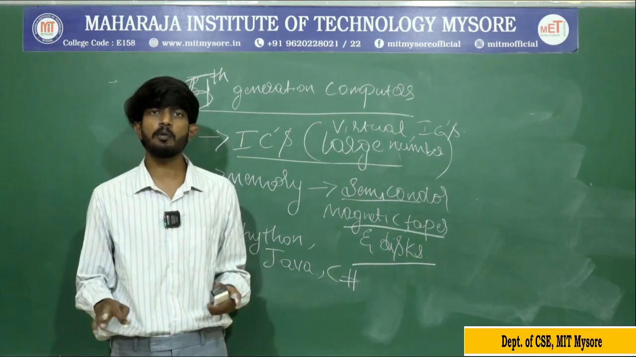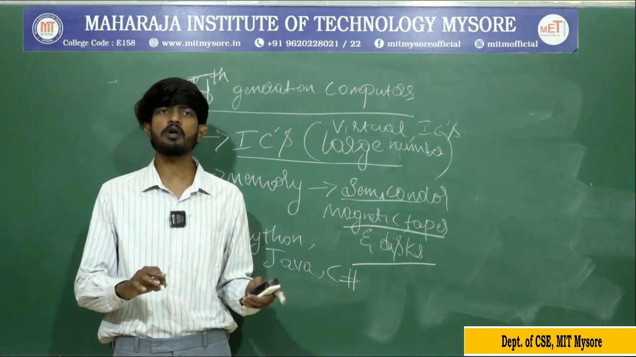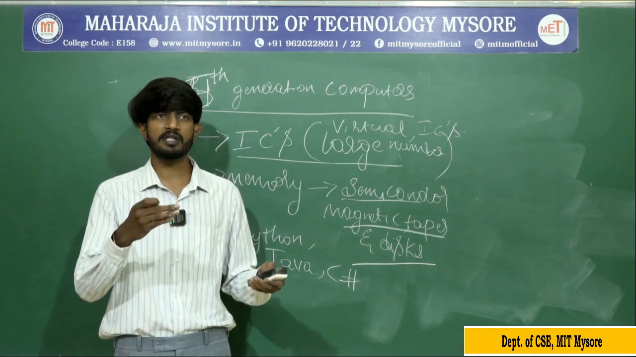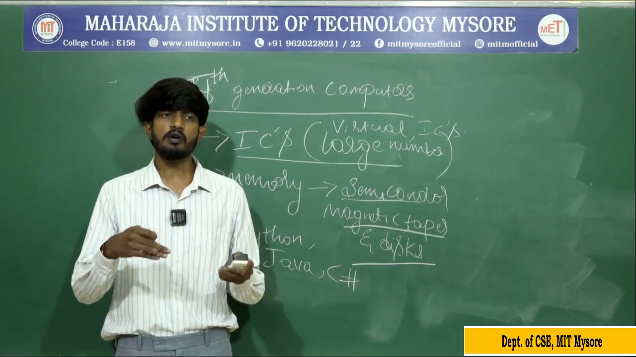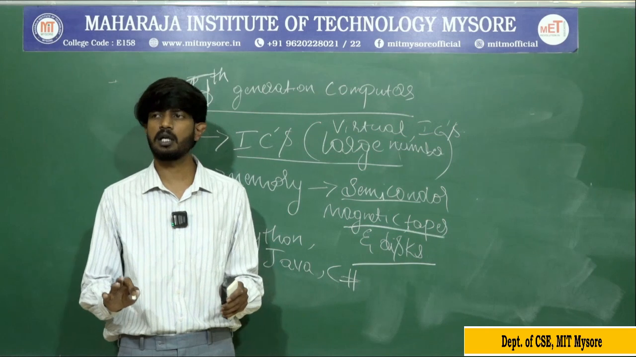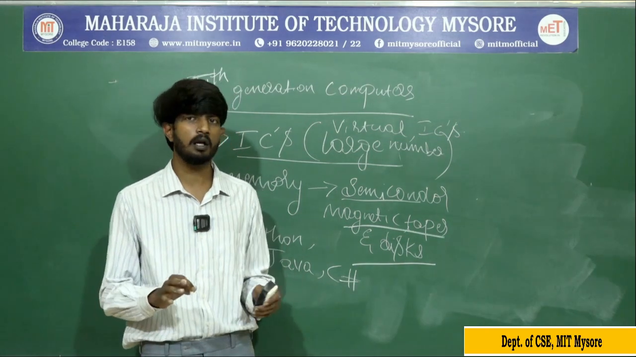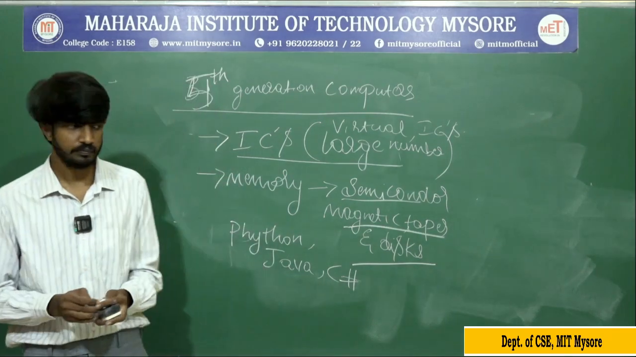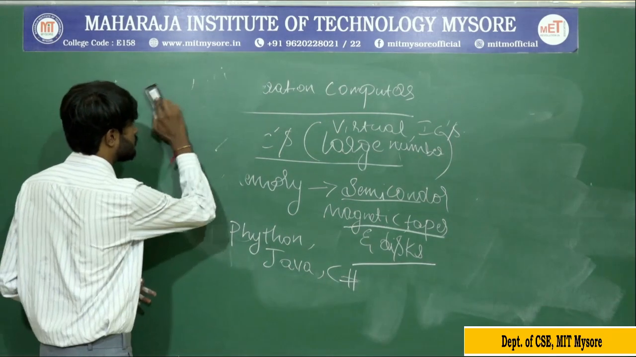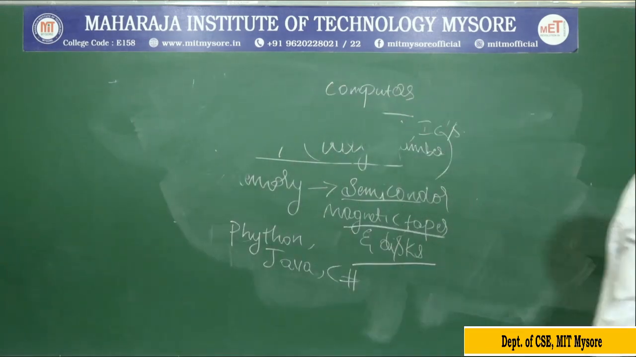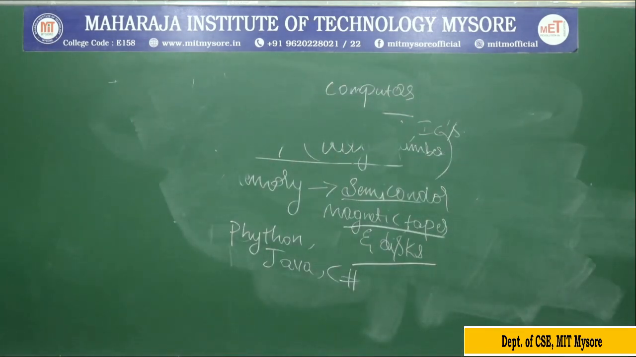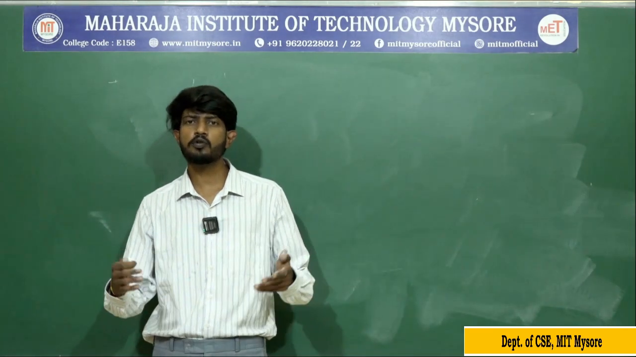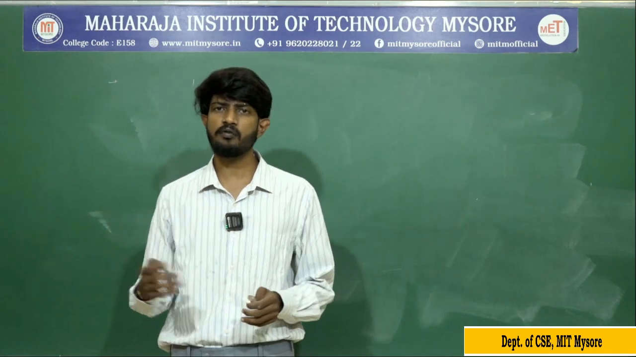So this is all about the generations of computers. So how computers were generated and developed: first, second, third, fourth, fifth. So the present version of computers is all based on fifth generation computers. So the next is where we are going to use these computers. So the applications of computers.